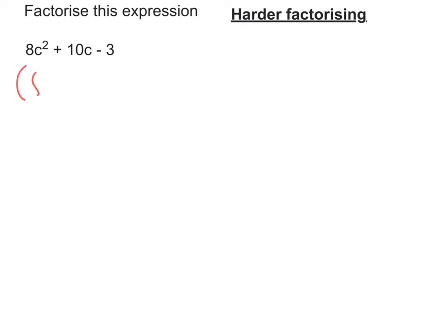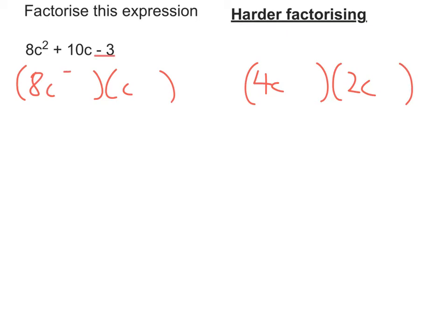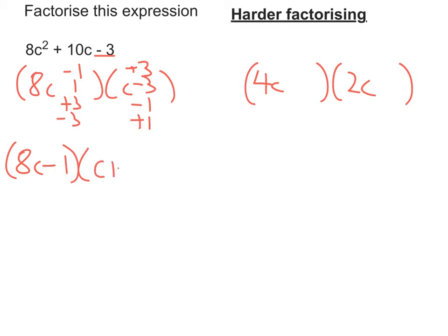So how do we get 8c squared? We can get 8c and c, and this time we can also get 4c and 2c. So how can I get -3? Well, I can have -1 and 3, or I could have 1 and -3, and I can swap those around. So I could have the 3 in the first bracket with the 8c and the 1 in the second bracket with the c. And obviously I could do the same for 4c and 2c. So we've got 8 different possibilities here, and I've got to try and work out a way of reducing them and seeing some patterns.